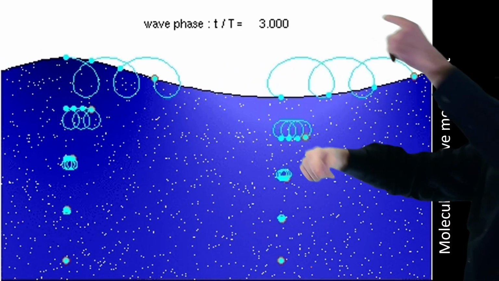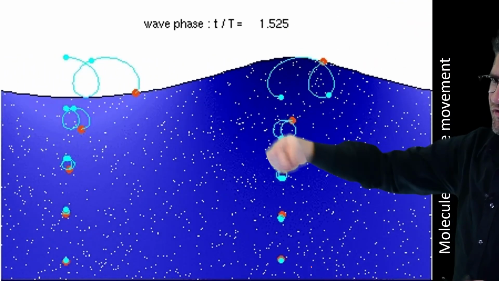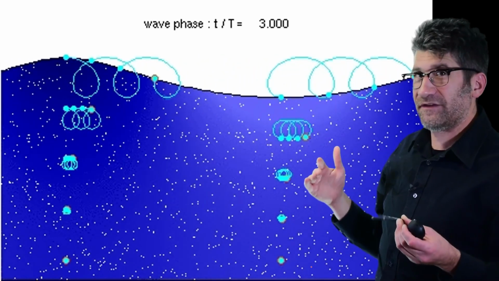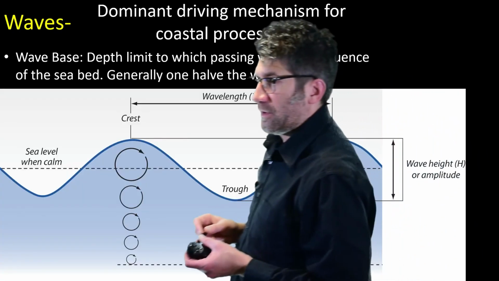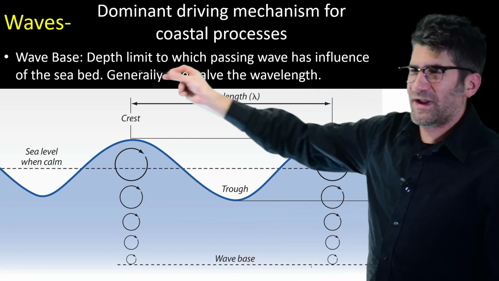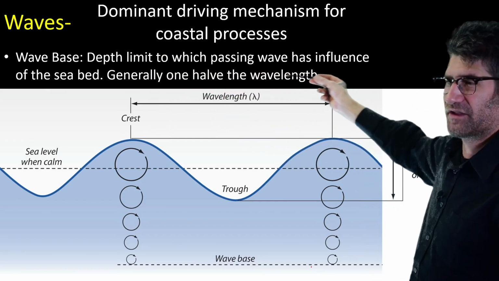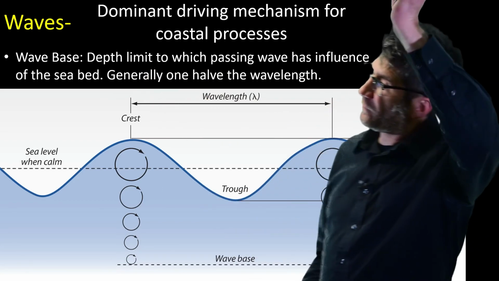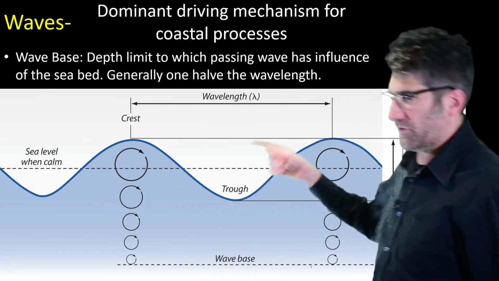So we get this pattern of movement, cyclical fashion associated with our waves. I think that's really useful for thinking about movement of the wave, the movement of energy versus the movement of a particle. Okay, I already mentioned this, but I'll say it again. Our wave base, by definition, is the depth limit to which the passing wave has influence on the seabed, and that's why it's really important. Again, if the seabed is deeper than the wave base, then you're not going to be moving any sediment off the bed.